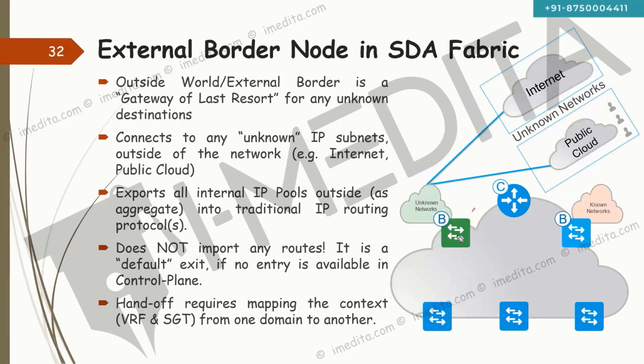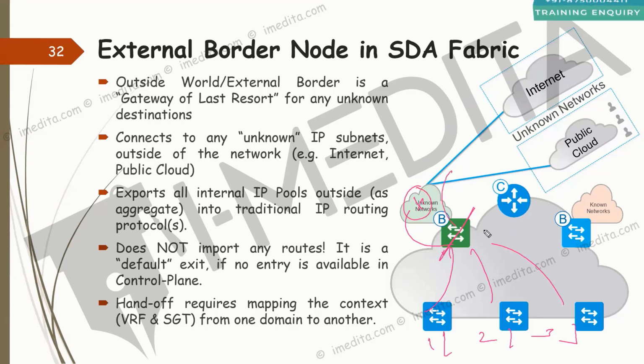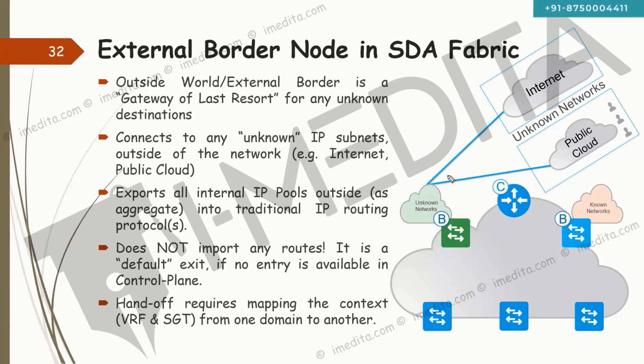It is going to export all the routes. This device is going to learn all these routes. It is going to export all these routes to the router, but it is not going to import any route from the outside to the SDA network. It will just be used as the default gateway for the SDA devices. Nothing more than that. It does not import any routes. It is used as the default route. If an exact route is not available, then this will be used as the default route to reach the external destinations. Questions? Let me know.